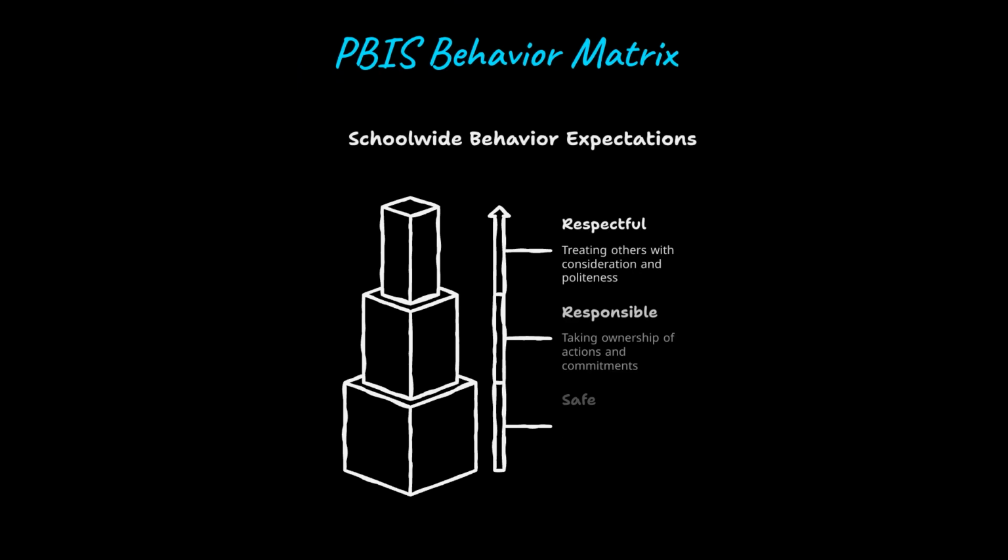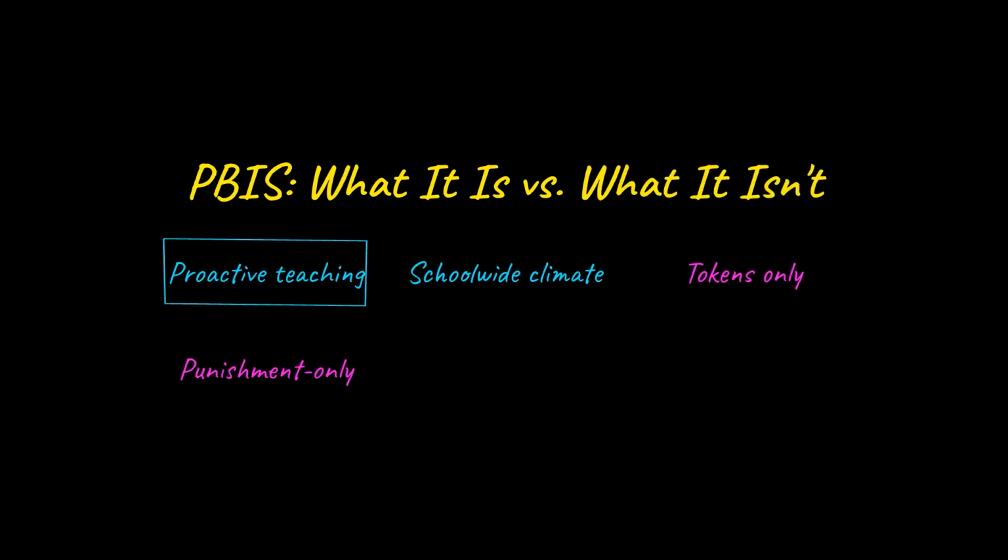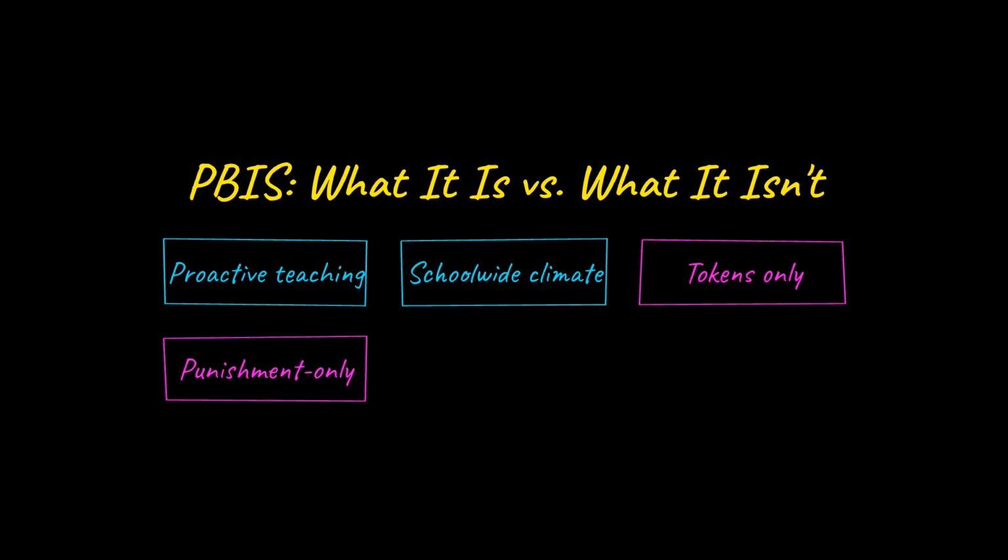A behavior matrix maps each expectation to specific settings across the school. Every adult teaches and reinforces the same expectations in the classroom, hallway, cafeteria, and beyond, ensuring consistency throughout the building. A common exam trap is equating PBIS with reward systems alone. Handing out tokens without teaching expectations is not PBIS. The framework is broader, proactive teaching and a positive school-wide climate, with reinforcement as just one supporting piece.